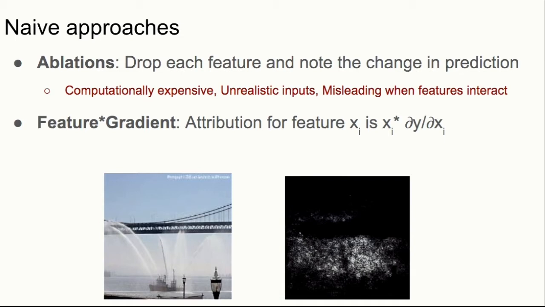Yeah? What is Y? Y is the prediction. What are you predicting? Oh, it's a classification task across labels. Y is the logit score for the class that was predicted, for the highest scoring class. Or you could also take the probability, if you take it post softmax or something.